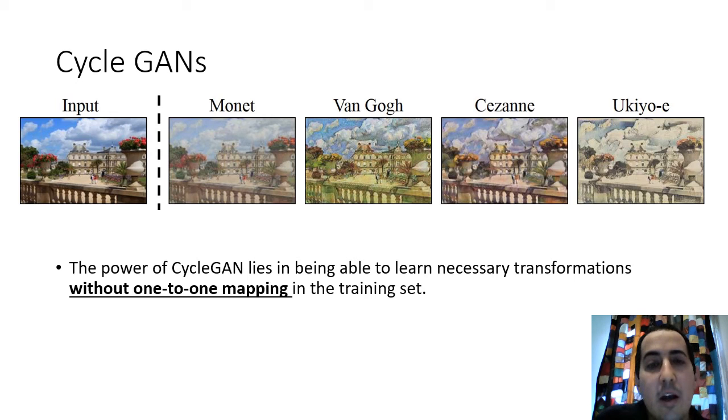Here we see how four famous artists would draw the photograph on the left. The results are impressive. One of the most important features of CycleGAN is that it doesn't require one-to-one mapping. This makes CycleGAN a good alternative to neural style transfer.